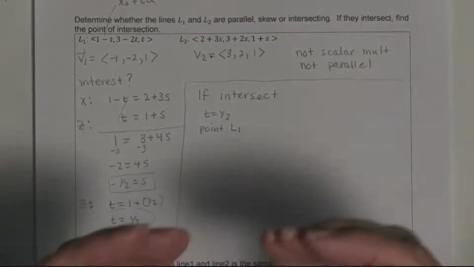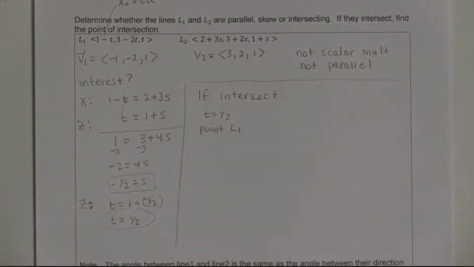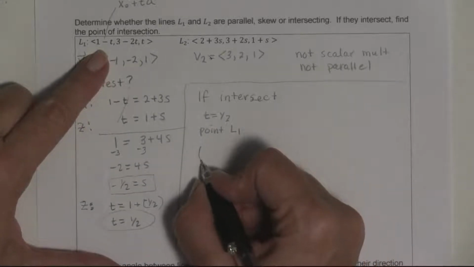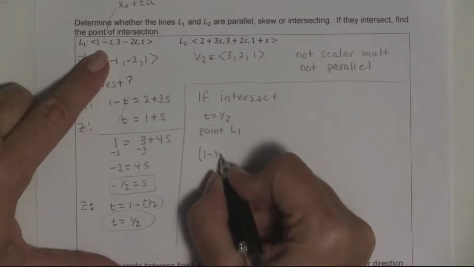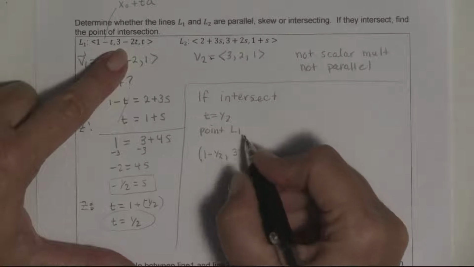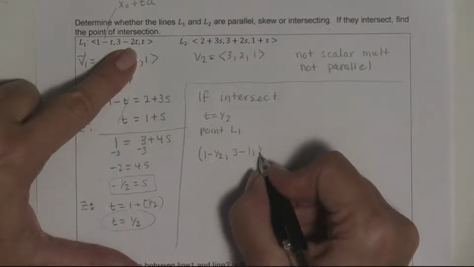We're looking at the ordered pair at the head of your vector there. And so we're going to have here 1 minus 1/2, and 3 minus, and then 1/2. So it's 3 minus 1, and then 1/2, right?